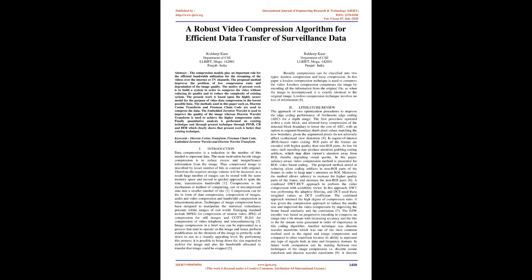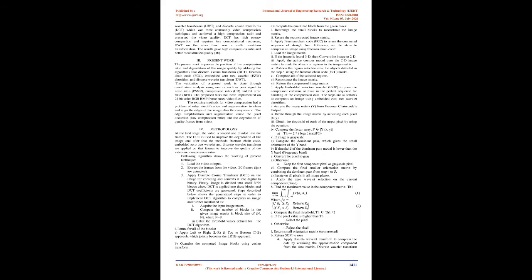2. Literature review. The approach of 2 optimization procedures to improve the edge coding performance of arithmetic edge coding, AEC, for a depth image. The first procedure operated within a code block, and allowed lossy compression of the detected block boundary to lower the cost of AEC, with an option to augment boundary depth pixel values matching the new boundary, given the augmented pixels do not adversely affect synthesized view distortion.